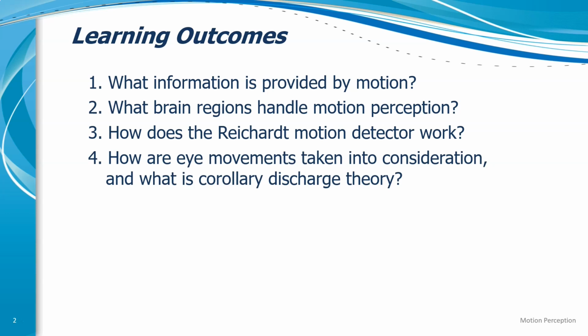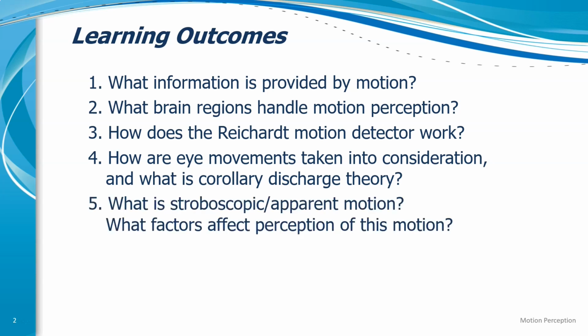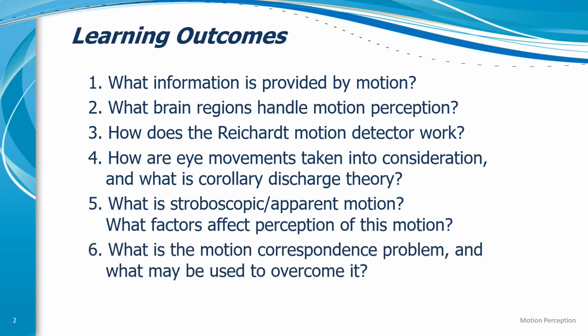We need to take eye movements into consideration, and this brings up something called corollary discharge theory. We'll explore some apparent motion or stroboscopic motion, and we'll take a look at some factors that influence perception of this type of motion illusion. I will introduce a theoretical problem called the motion correspondence problem and one proposed way of overcoming it.